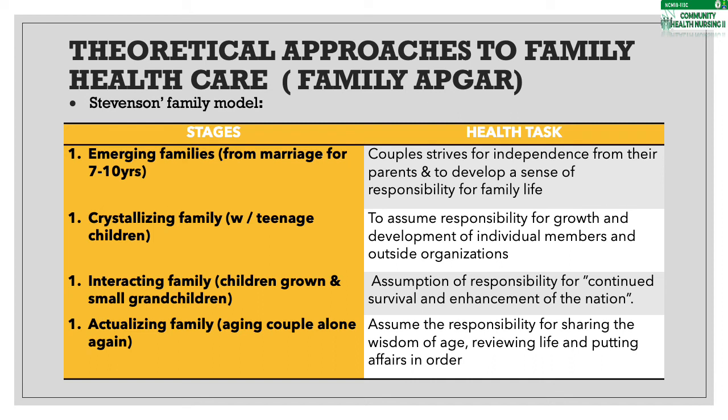It's the assumption of responsibility for the continued survival and enhancement of the nation. For those aging couples, sometimes it's just the two of them, with their children no longer in their home. That is considered an actualizing family. It's the assumption of responsibility for sharing the wisdom of age, reviewing life and putting affairs in order.